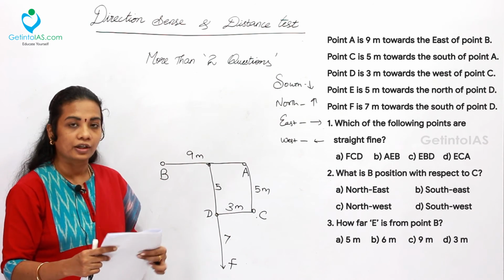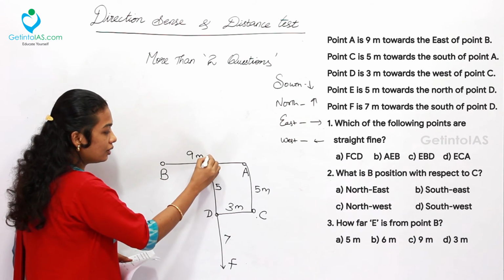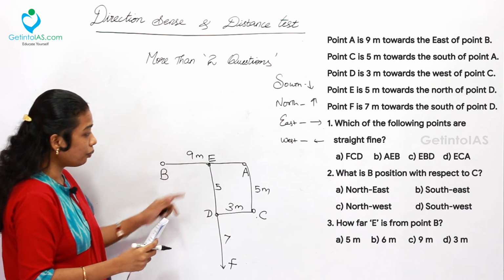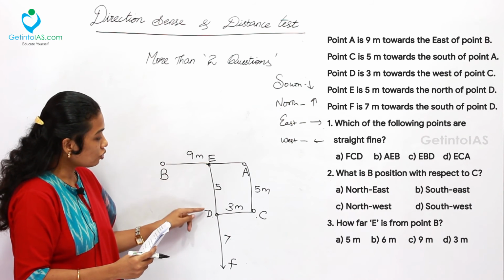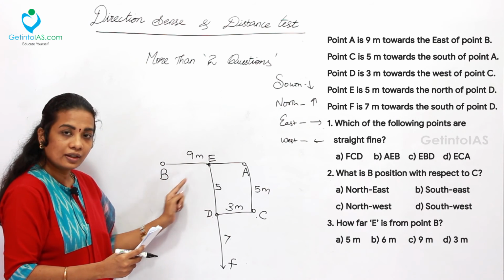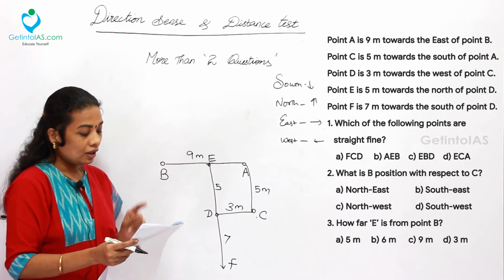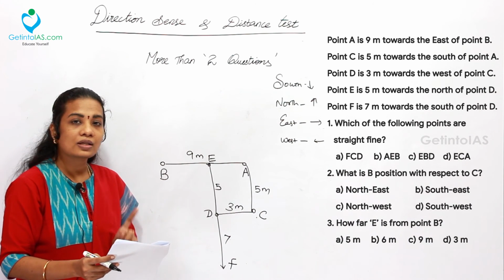Option A eliminated. Option B, A, E, B. So here E is the point we have forgotten to mark. So from the D, 5 meter E is located, right? A, E, B, that is the line. These points are in a straight line. So option B, A, E, B is correct.